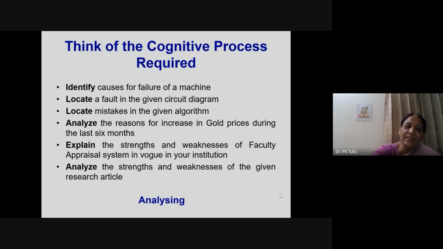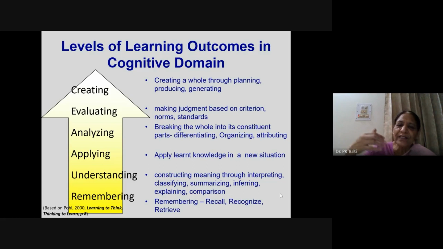So here you can see you can use verbs. Again, identify was at the remembering level also. Locate, analyze, explain, which was used at the understanding level also. So you can use different verbs to write the learning outcomes at the analyzing level. And after analyzing, what is the next higher capability or competence? Evaluating.